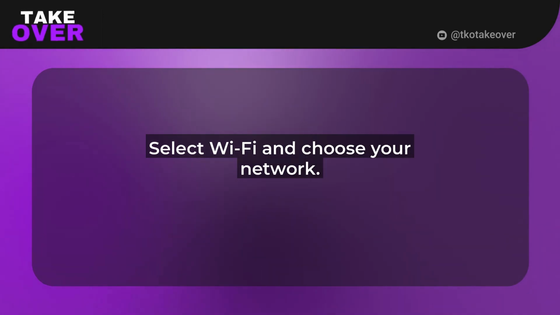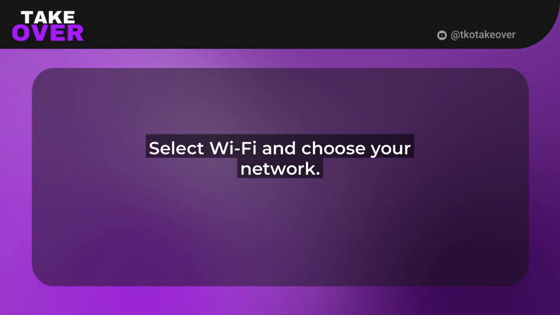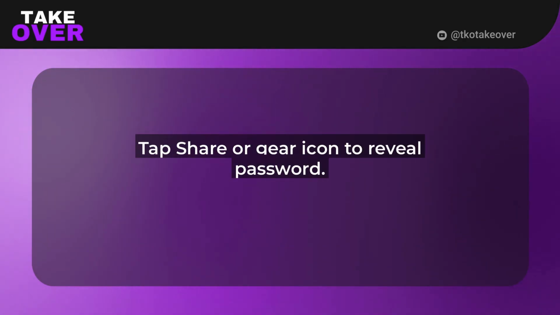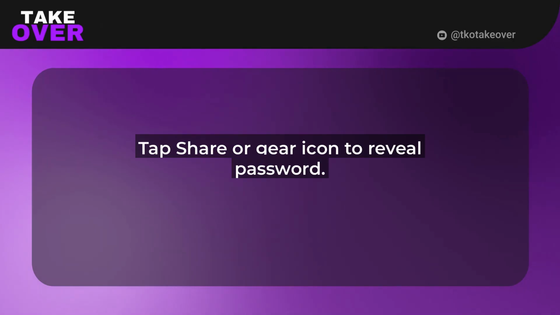Step 3. Now, hit the Share button or the gear icon next to the network name. This might prompt you for your device's security, like a PIN, pattern, or fingerprint. Once authenticated, you'll see an option to view the password. On some devices, it might say, Show Password. Just tap that, and it'll reveal it.